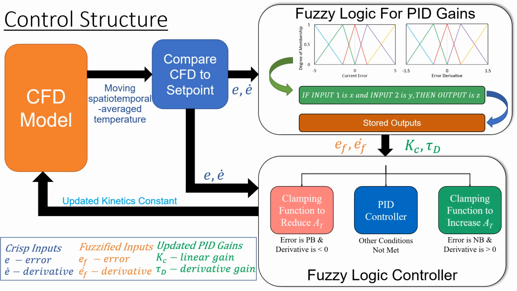That goes to the fuzzy logic controller, and we introduce three options. First, if the error is positive big and the derivative is less than 0, we have a clamping function on the manipulated variable A sub t. Or on the other side, if error is negative big and the derivative is greater than 0, then we have a clamping function to increase A sub t. And then in the center, if those conditions are not met, we revert to the PID controller, the baseline.